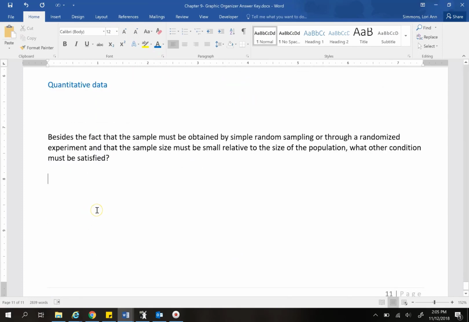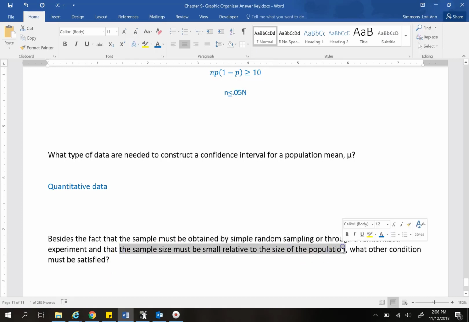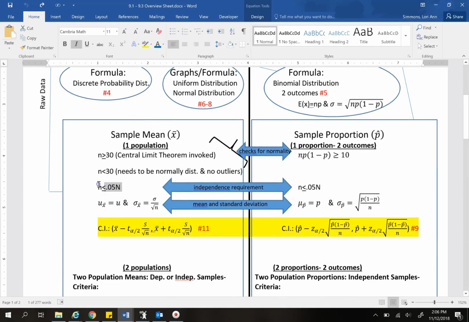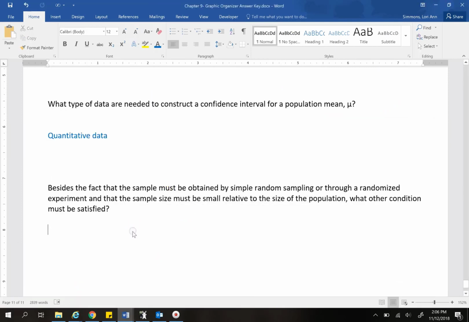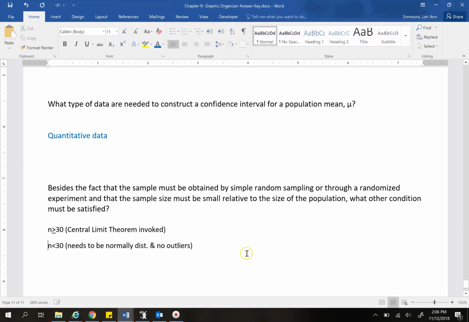And besides the fact that the sample must be obtained by simple random sampling or through a randomized experiment, and that the sample size must be small relative to the size of the population, so that's covering this portion, what other condition must be satisfied? So they said simple random, and they said this one. So what remains is the central limit theorem if n is greater than or equal to 30, or if it's not, then it needs to be normally distributed without any outliers.